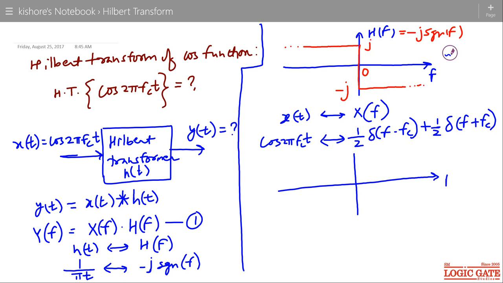If I draw this spectrum, or Fourier transform of cos 2 pi FCT, that is XF, then there is an impulse at frequency FC. This is half of del F minus FC. Another impulse is at minus FC, that is half of del F plus FC, and 0 otherwise.